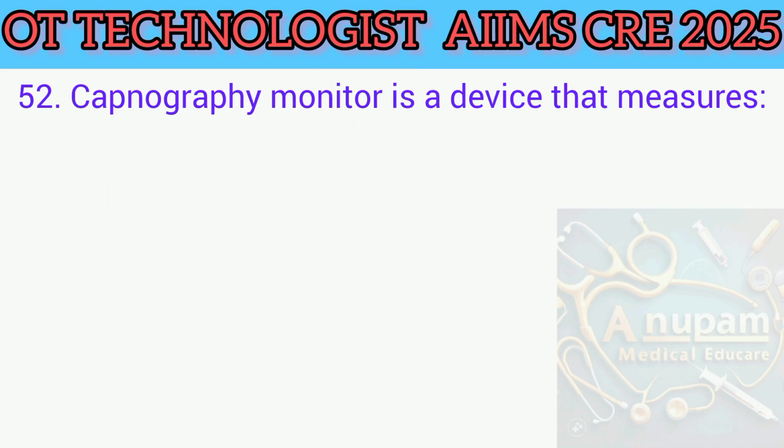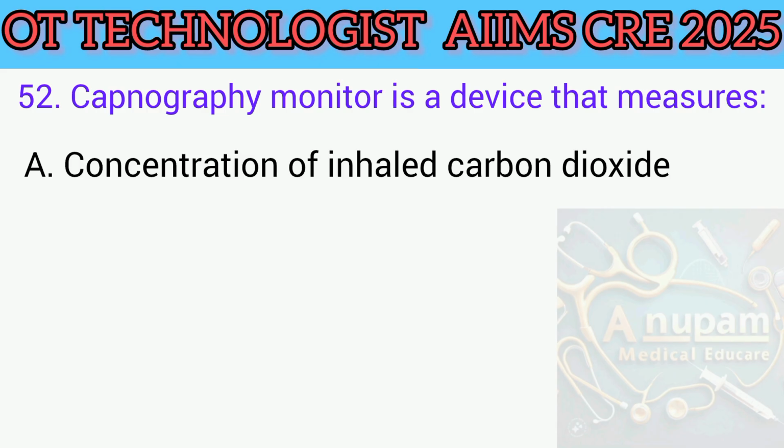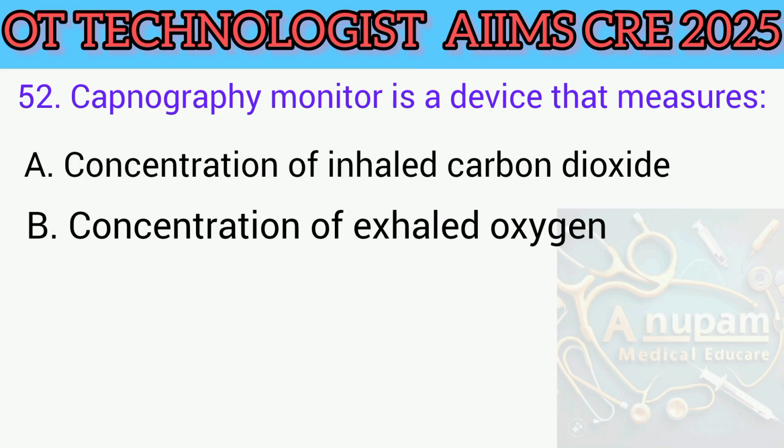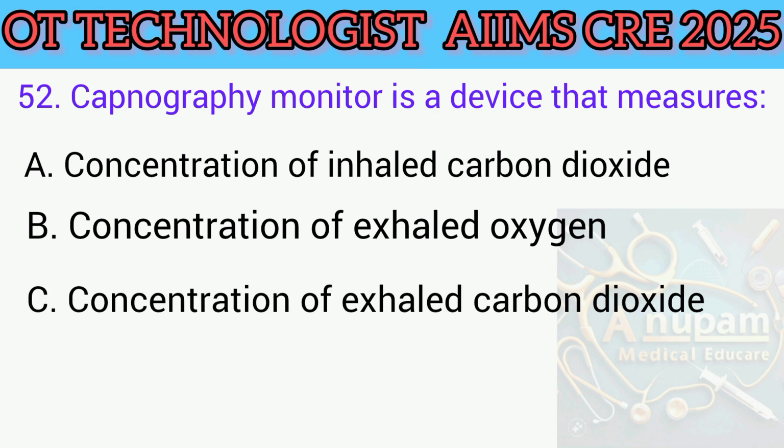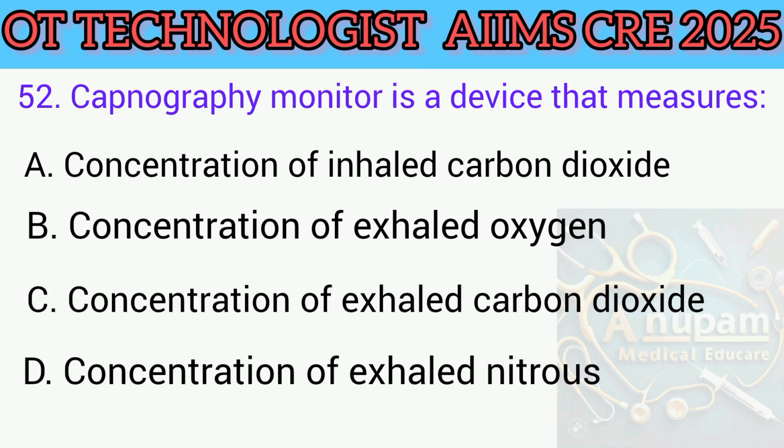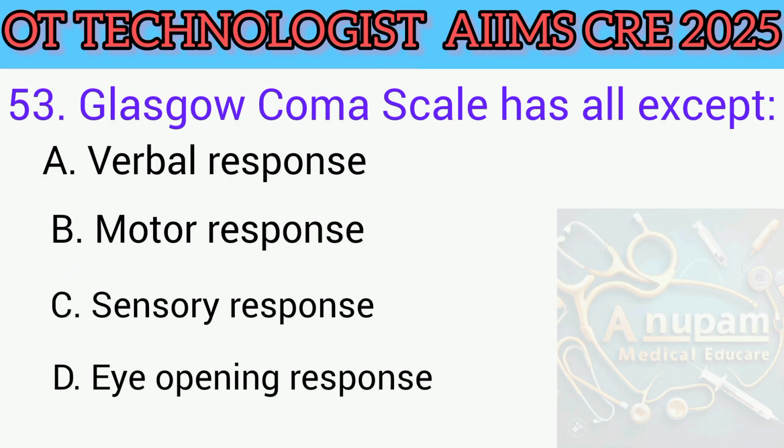Number 52. Capnography monitor is a device that measures. Option A. Concentration of inhaled carbon dioxide. B. Concentration of exhaled oxygen. C. Concentration of exhaled carbon dioxide. D. Concentration of exhaled nitrous. Right option, C.